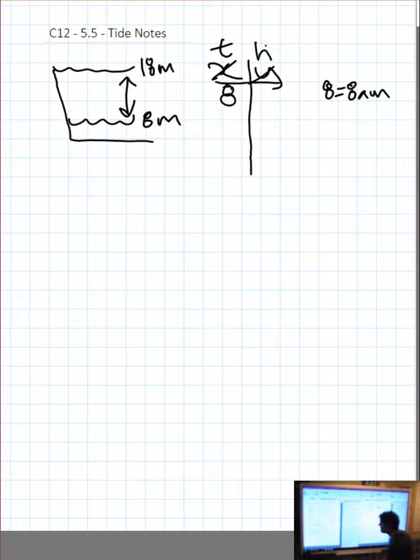And then they say that that's at 18 meters, high tide. I'm going to shrink my 8 a little bit. Now they say that low tide happens at 8 meters.